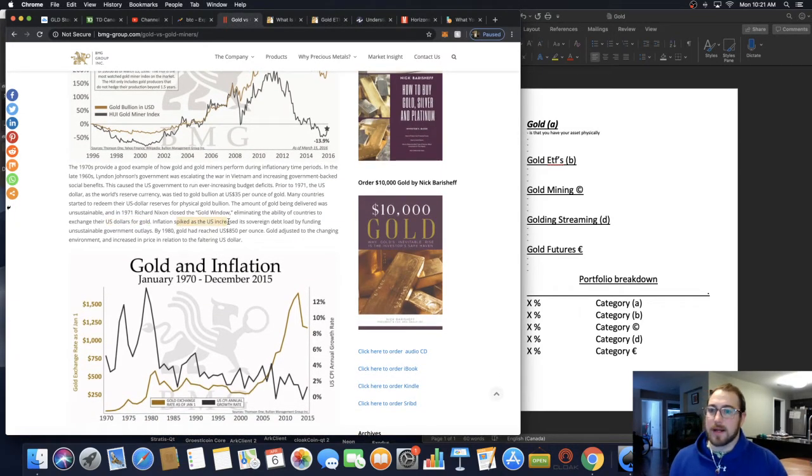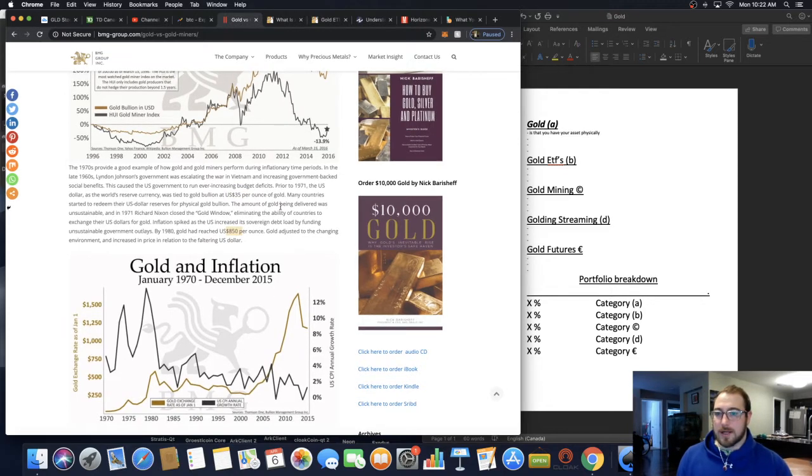Regardless, inflation spiked as the U.S. increased its sovereign debt load by funding unsustainable government outlays. So, more government programs, right? Increased its debt. And gold had a huge spike in its price to $850 per ounce by 1980. So, from $35 an ounce to $850. That's quite the good gain there, right?